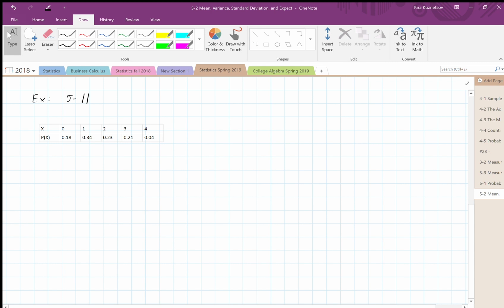So just kind of note, if you're asked for a variance and standard deviation, you have to go through the mean. You can't just find the variance by itself. So what they gave us is zero lines are busy, so there's nobody calling, all the way through 4 people trying to get through, so all 4 calls. Notice I have a 0.18, 0.34, 0.23, 0.21, 0.04. So all of these are probabilities. If you add all of them up, they will add up to a 1. So this is a discrete probability distribution.